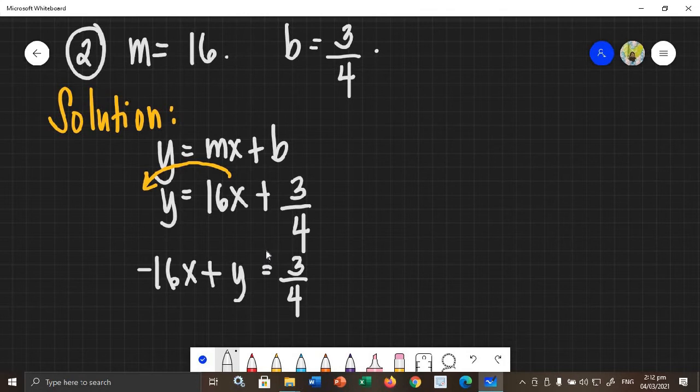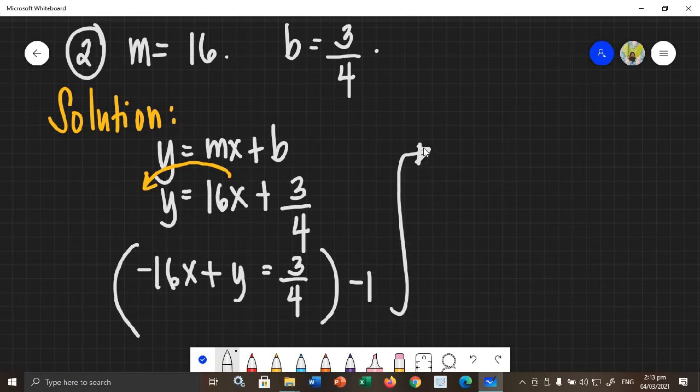So, what we need to do is, kailangan pa natin i-multiply yung whole equation sa negative 1 para maging positive si negative 16. So, i-multiply natin yung buong equation by negative 1. All the terms inside the equation, we need to multiply by negative 1. So, negative 16x times negative 1 is equal to positive 16x. So, naging positive na siya.